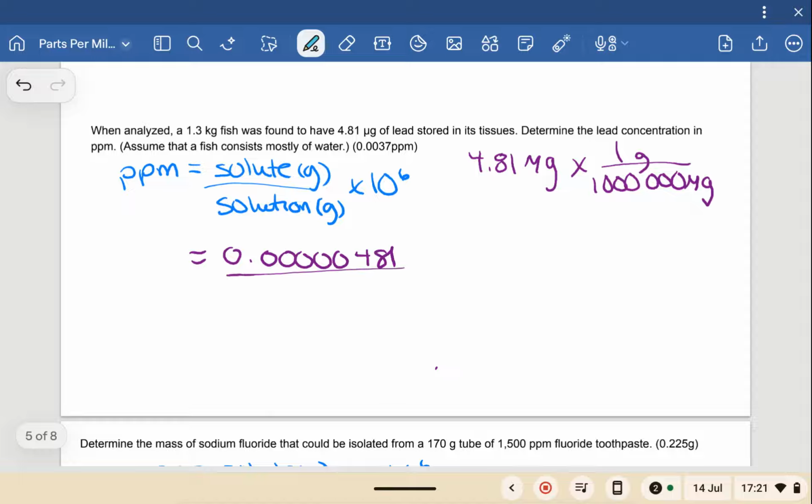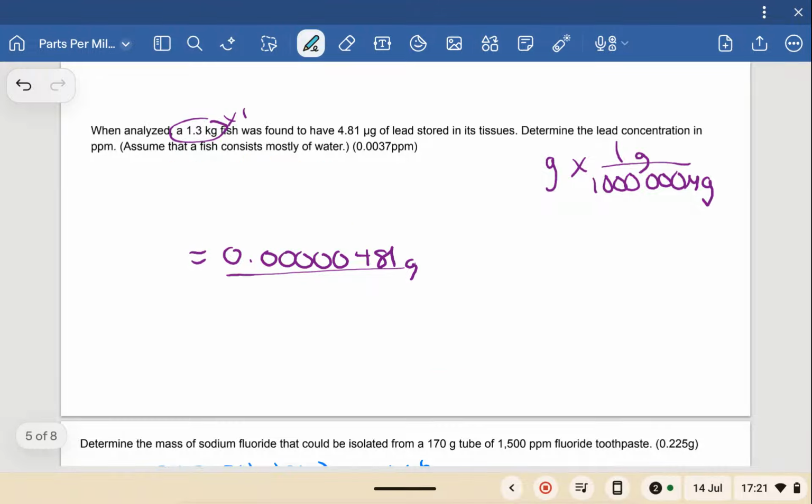Then we want to divide this by our solution in grams. So this one we have kilograms. We can multiply that by 1,000 to get to grams. So if you did that, you would have 13,000 in the denominator. And then lastly, once you had that value, you multiply it by 10 to the power 6.